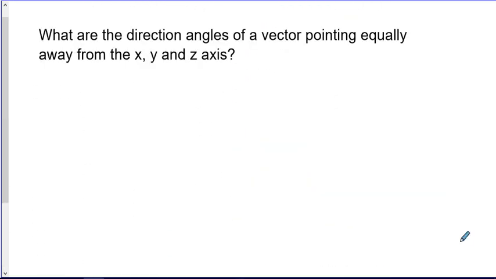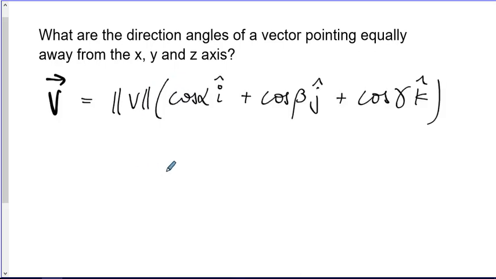Well, that's it. Lastly, let's tackle this question. It says, what are the direction angles of a vector pointing equally away from the x, y, and z axis? So we'll look for some vector v, which has a magnitude and some direction, and we'll look for what those direction angles would be for such a vector. If it points equally away from the x, y, and z, what I mean there is that alpha and beta and gamma all equal the same thing.